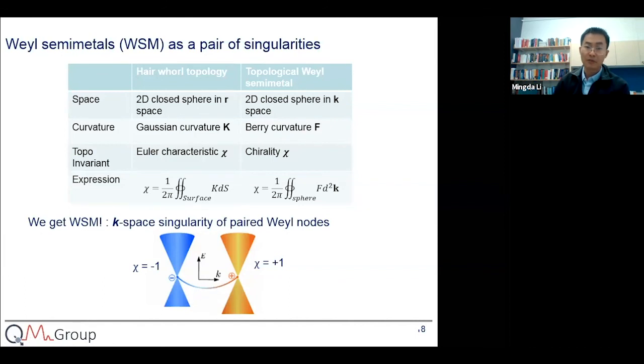Consequently, we obtain a pair of Weyl singularities, which we term Weyl nodes. They are paired because they have opposite chirality. You can consider light, which has left polarized and right polarized forms; here for the Weyl fermion, there are left chirality and right chirality. That's the source of the Weyl fermion. Materials with this kind of singularity and a linear dispersive energy-momentum relation are defined as Weyl semi-metals.